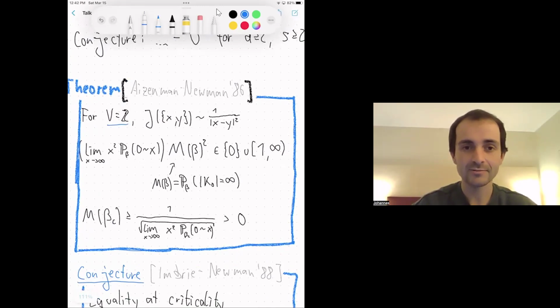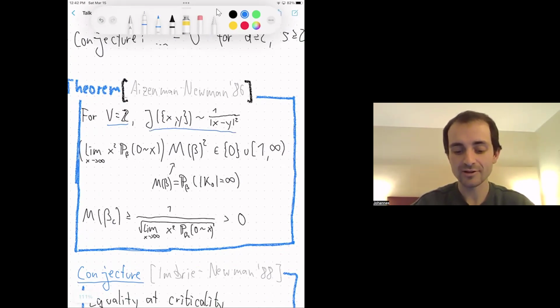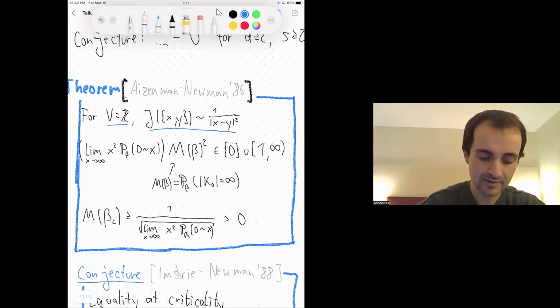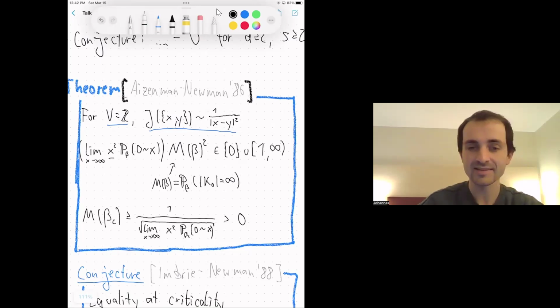The vertex set equals the integer line now, and the function J behaves asymptotically like 1 divided by |x minus y| to the power 2. Then if you consider this limit here, the limit of x squared times the probability that 0 and x are connected by an edge, multiplied with the percolation density squared, this is either 0 or it's larger or equal than 1. And in particular, you know that this quantity is positive.